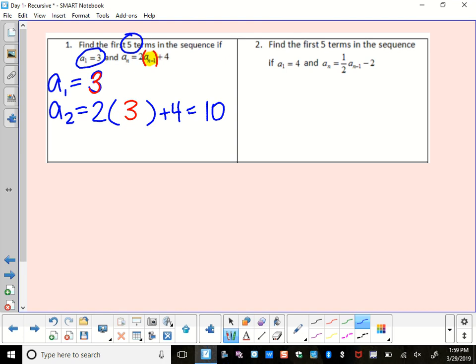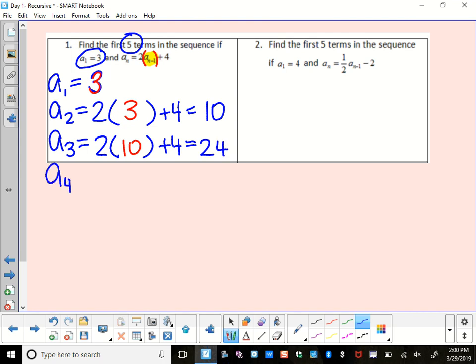We have to go all the way to 5 terms. So let's do my third term. My rule is 2 times the previous number plus 4. What's my previous number? 10. I like to do this with mental math. You don't have to do what I do. If you want to type into your calculator to make sure you're getting the right answer, go for it. 2 times 10 is what? 20. Plus 4, 24. Good.